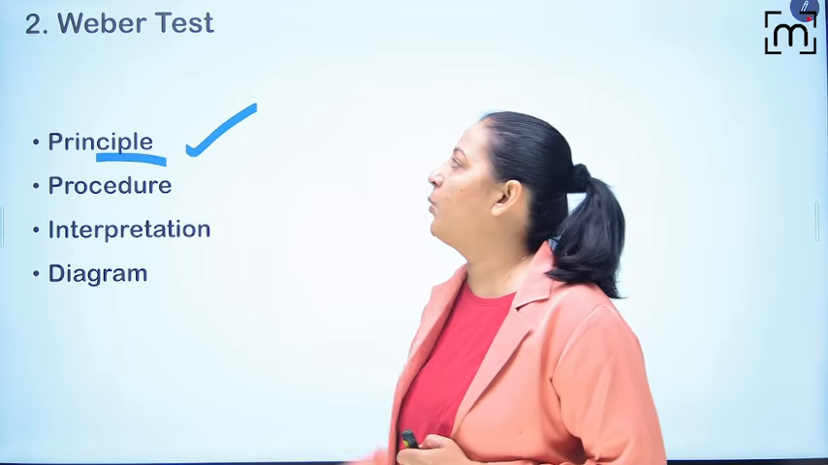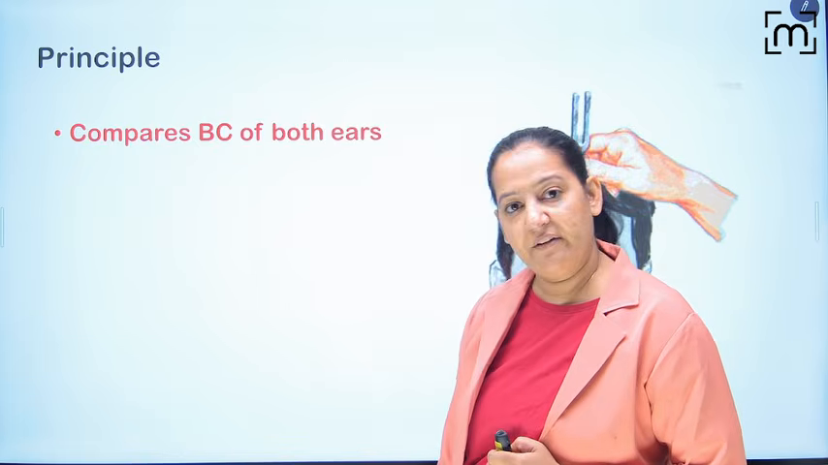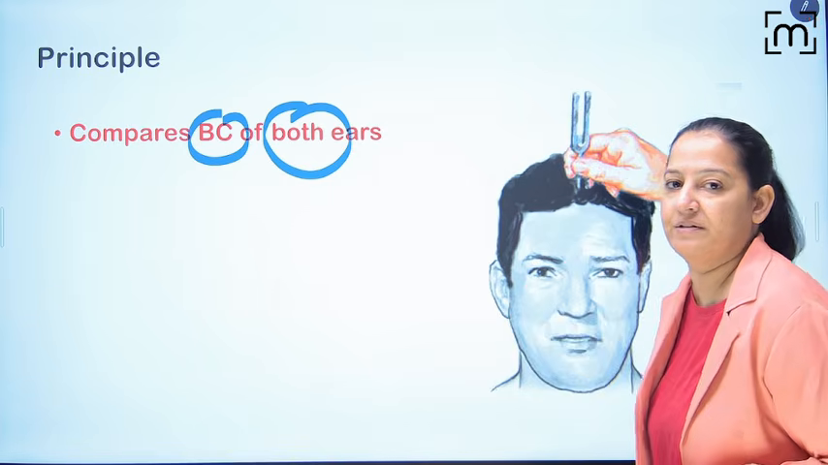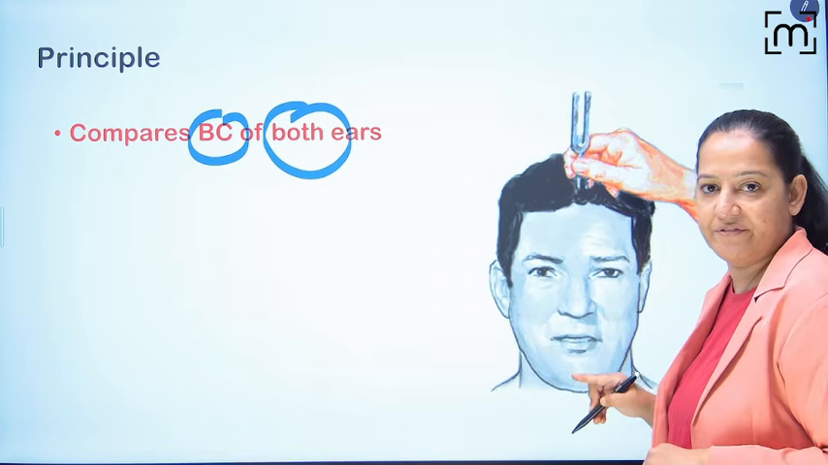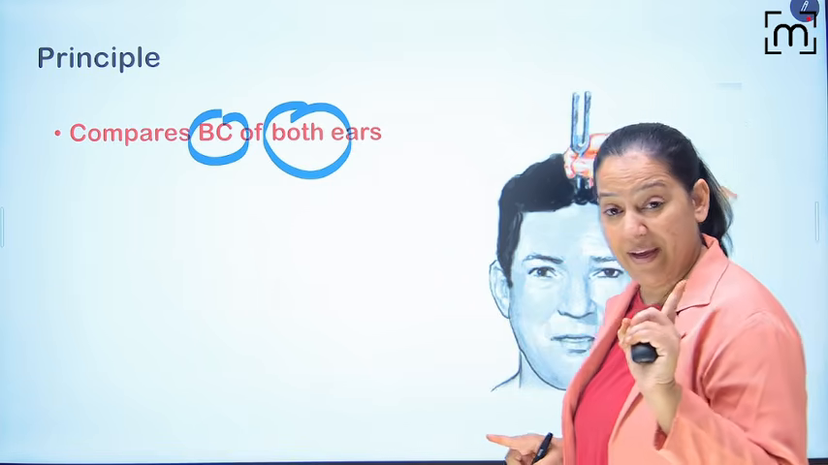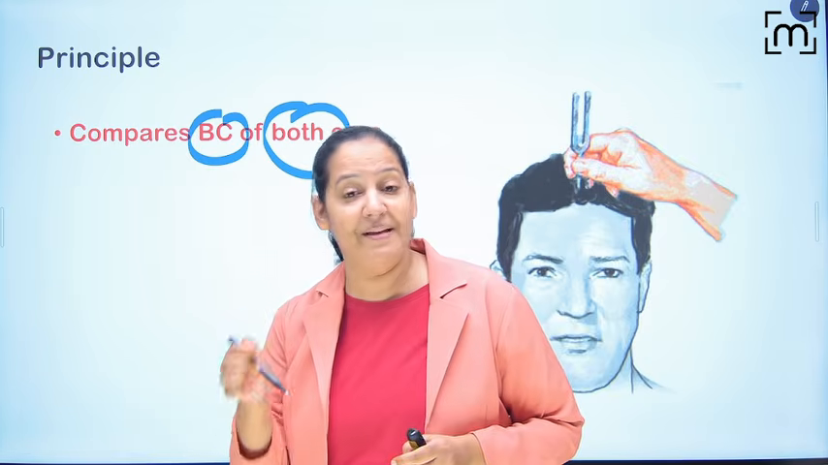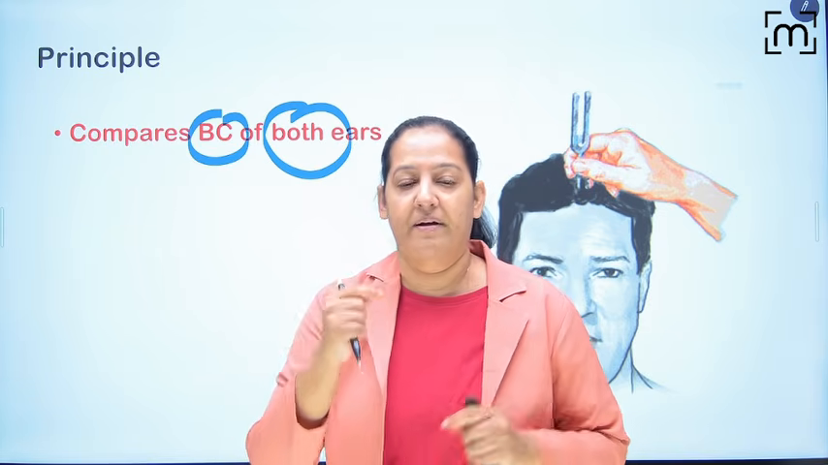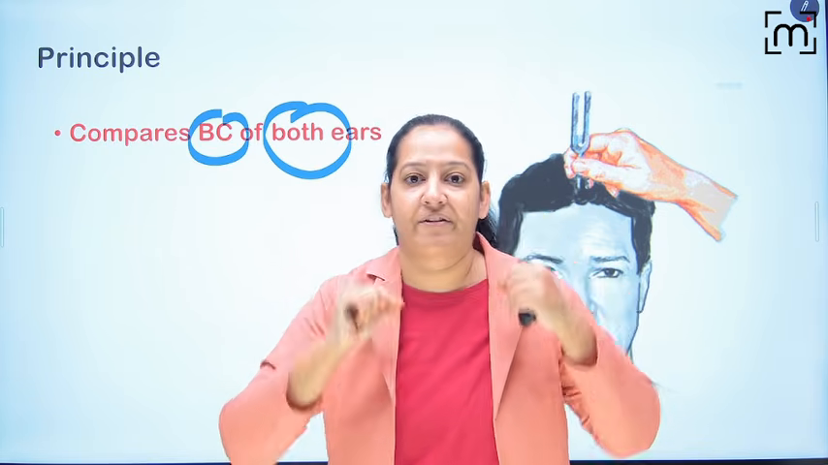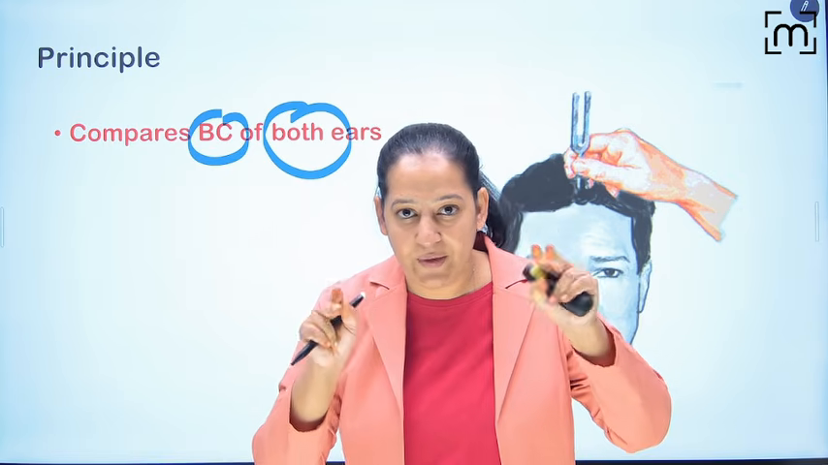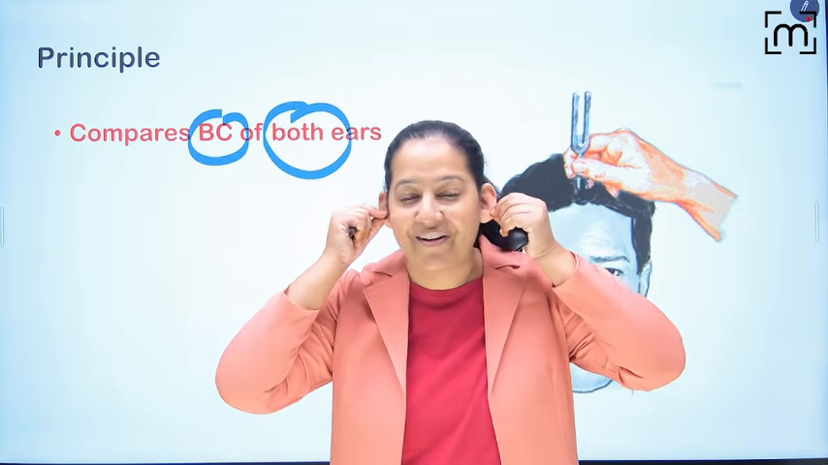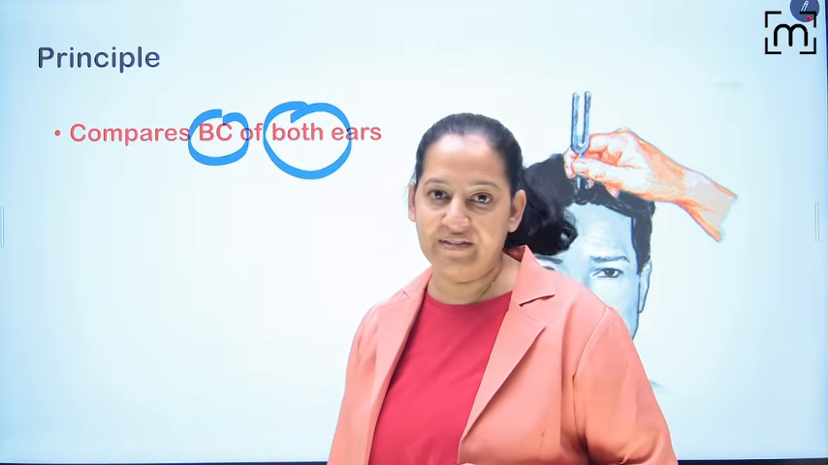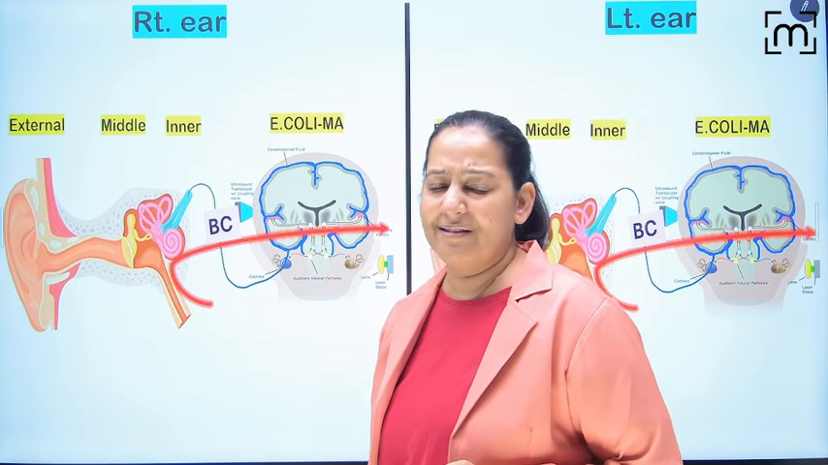What is the principle of Weber? Here we take only BC, but of both ears, not one. We compare the BC of right and left, both ears. In Rinne, we were comparing AC and BC of the same ear. But in Weber, I'm comparing BC of my right and left ear. We have only two ears, I guess. So right ear, left ear, compare the BC of both of them, not AC. Principle is the most important thing. If you understand the principle, things are very easy.